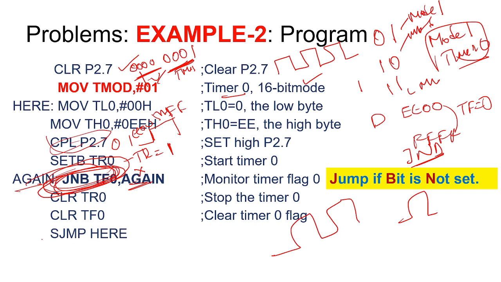Short jump here, so again it will go to here, and again it loads the value. So before it was 1, now I want to take the complement. What is the pulse width? 5 milliseconds, so it starts from EE00 to FFFF. So again it keeps on generating the pulse width like this.